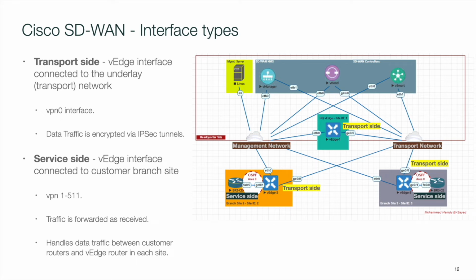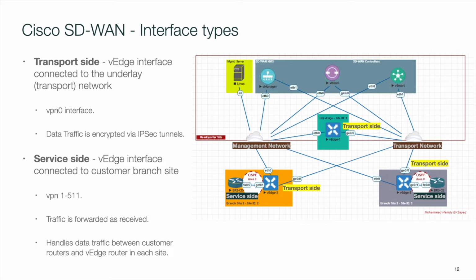Transport side, which is the vEdge interface connected to the underlay transport network. On the topology, we have GigabitEthernet 0/0. It represents the transport interface, named the VPN 0 interface. This interface will handle all data traffic between vEdge routers, encrypted via IPSec tunnels.